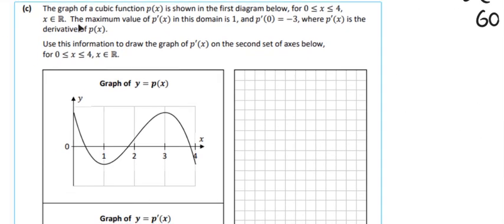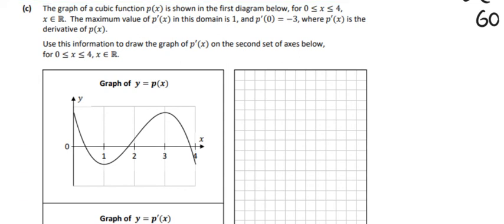Right, let's look at the last question. The graph of the cubic is shown. So the maximum value of p'(x) in this domain is 1, and p'(0) is minus 3, where p'(x) is the derivative of p(x).